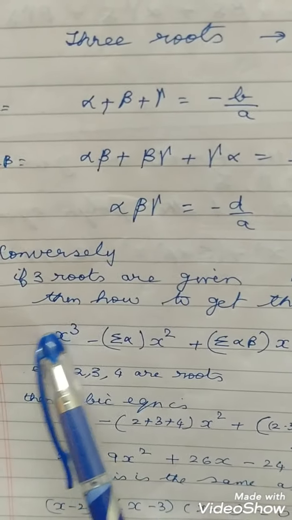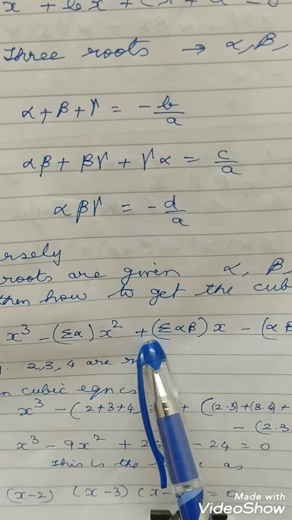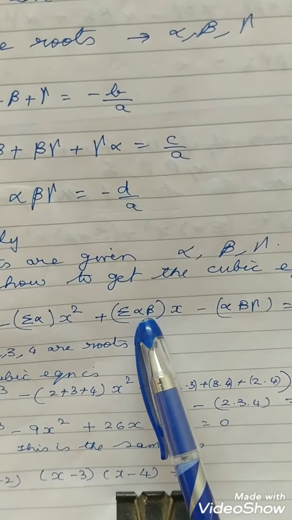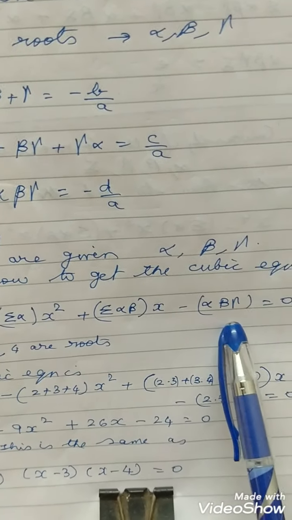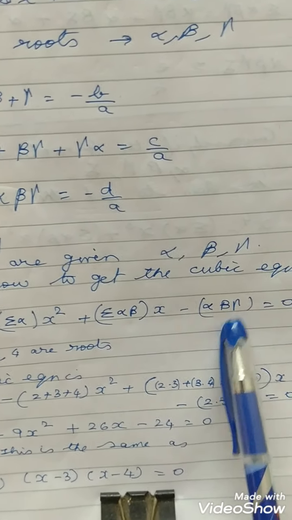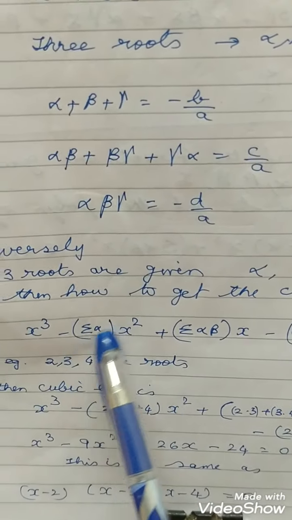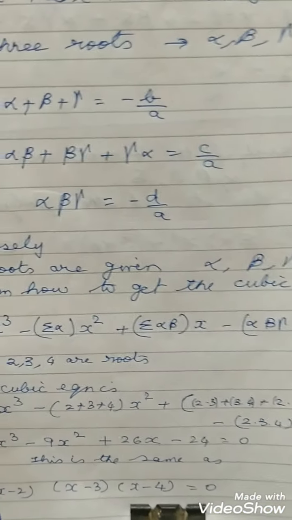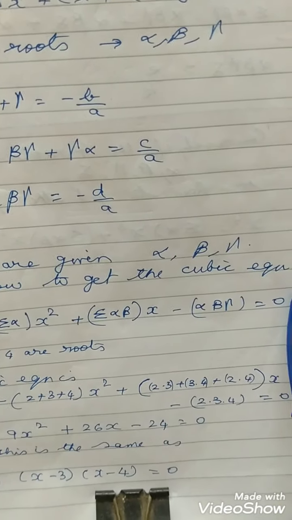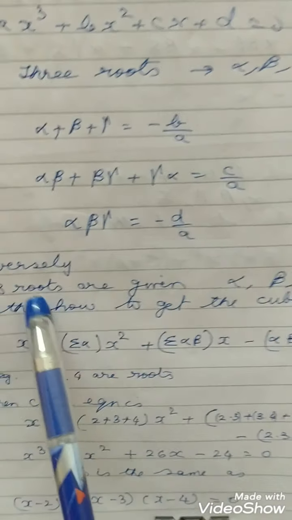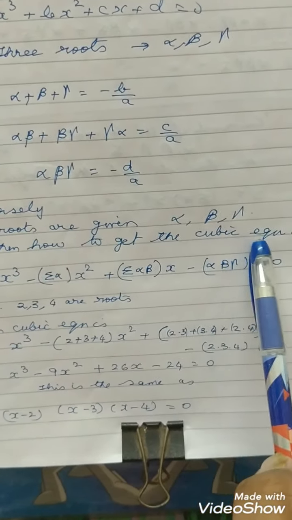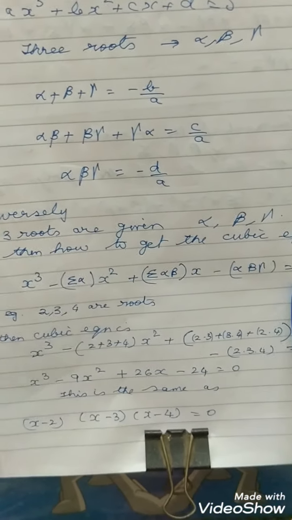As you can see here, plus, minus, plus, minus. The summation of the roots, the summation of the product of the roots in pairs, and then the product of the roots, equal to 0. This is what you're going to get as the cubic equation. So I repeat, if the three roots are given to you, how do you get the cubic equation? This is how you get the cubic equation.